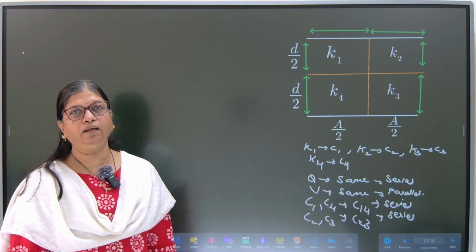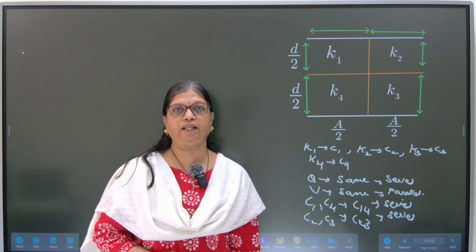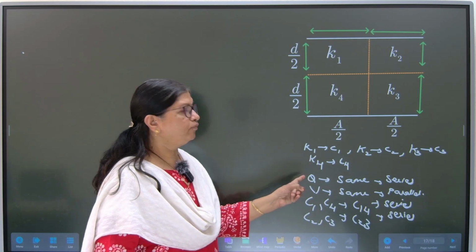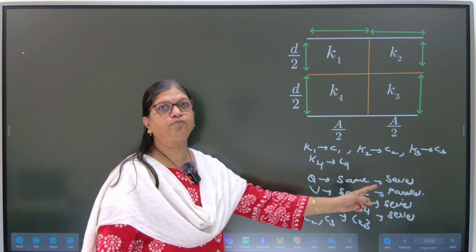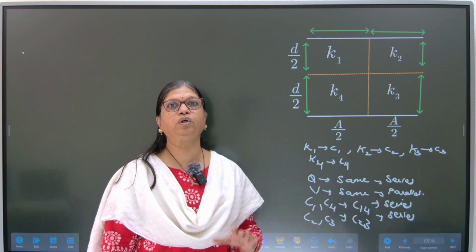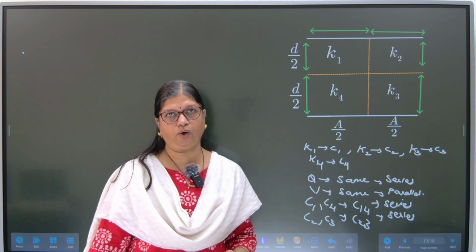Fine? Okay? So, while deciding the combinations, we should be very careful that we get Q same for series and V same for parallel. Only then they are considered to be in series or in parallel combination.